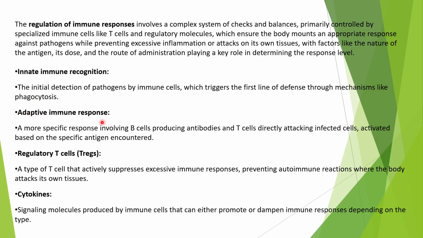Then we have the adaptive immune response, a more specific response involving B cells and T cells, which produce antibodies, and T cells directly attack the infected cells. The specific response is activated against the specific antigen that is encountered. Then we also have Tregs, which are the T regulatory cells, a type of T cell that actively suppresses excessive immune response, preventing autoimmune reaction where the body attacks its own tissue.